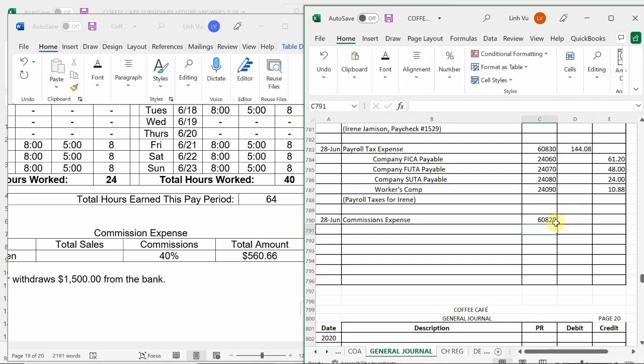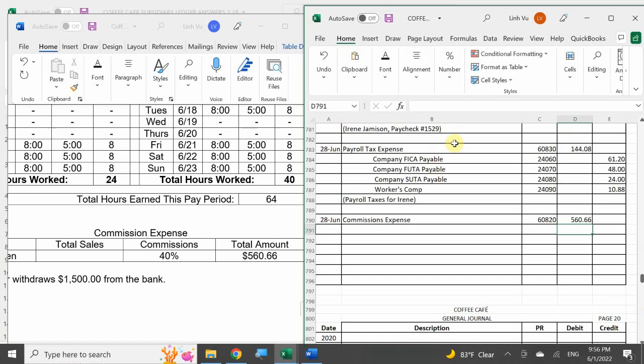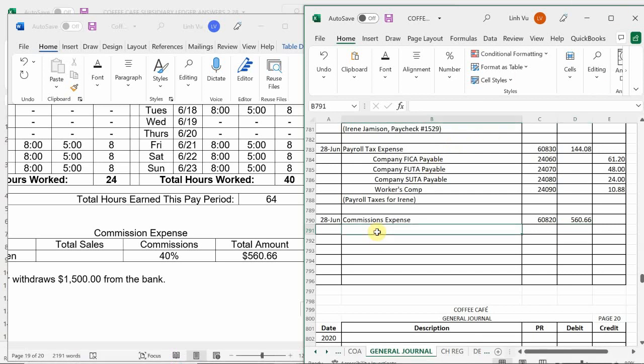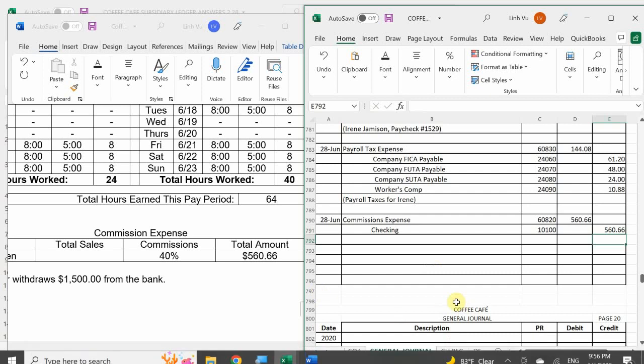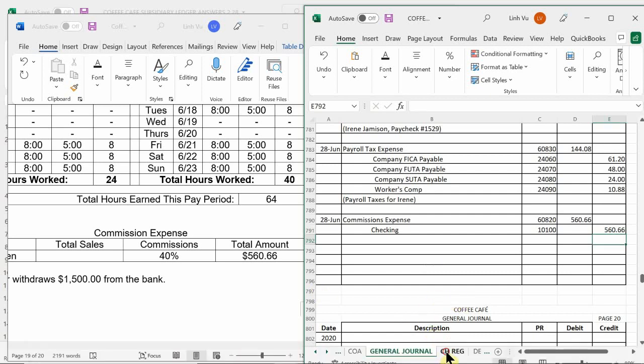Okay? So his total amount is going to be $560.66. And because we have to cut him a paycheck, that's going to come directly out from our checking account. Okay? And that is 10,100 for the same exact amount. So because we have to cut him a check, let's see what check number we're going to be issuing.